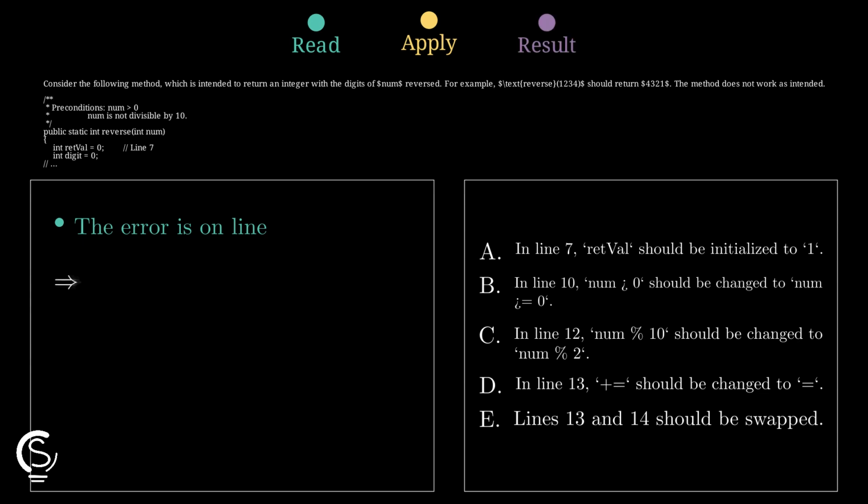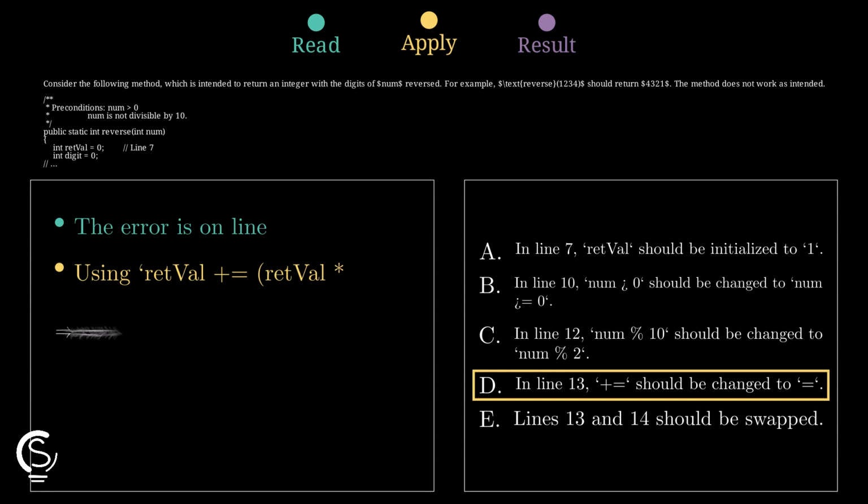To build the reverse number correctly, use a simple assignment. Changing the operator to an equal sign fixes the logic. Option D is the winner.